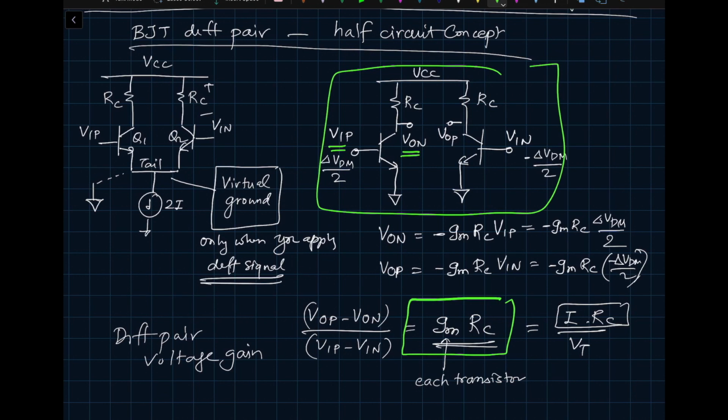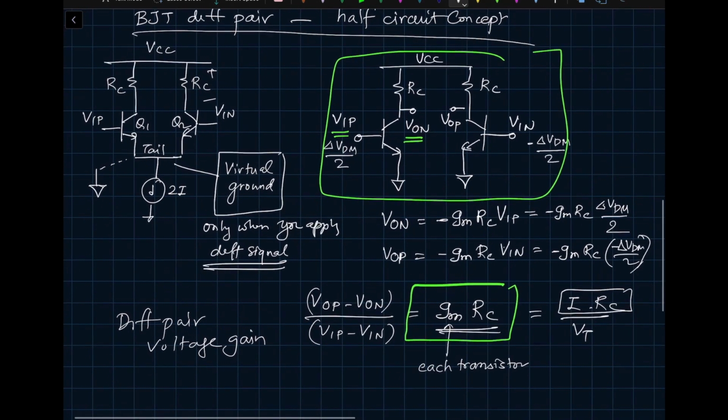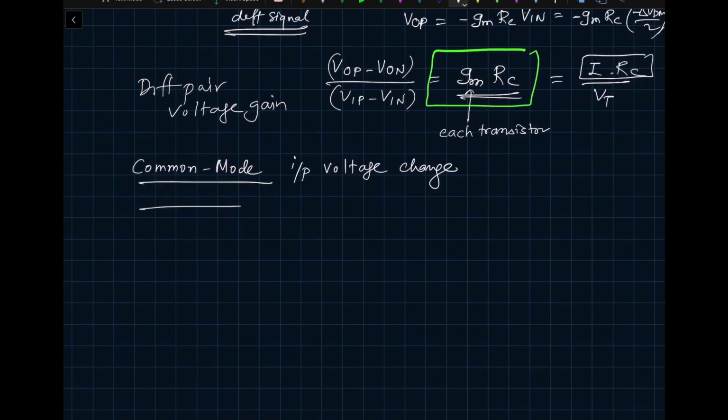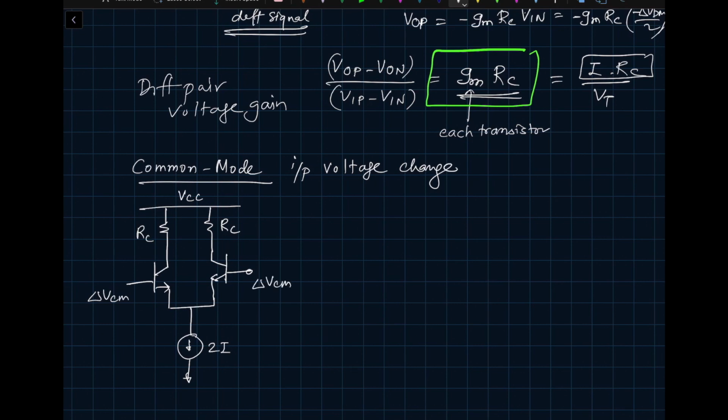Alright, so now let's analyze what happens when we apply VCM. For common mode response, we are going to look at common mode input voltage change. What happens there? So let's draw the circuit again. It's important to draw the circuit so that you get a feel for each signal, how the circuit behaves, since there is a difference between the two. 2I, this is VCC, RC, RC. Now we are going to apply delta VCM to both sides. The VCM moves by delta VCM, but since it's a common mode signal, both sides will move, right? So we need to figure out what happens at the output.